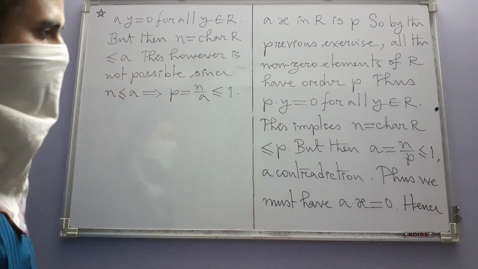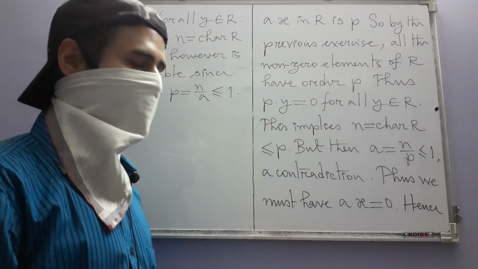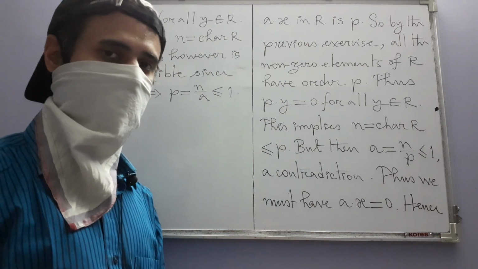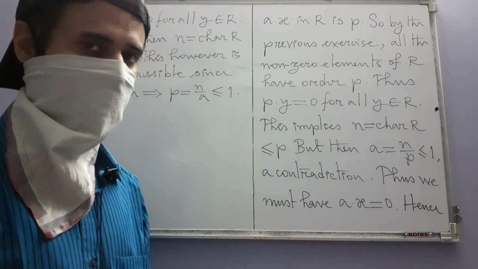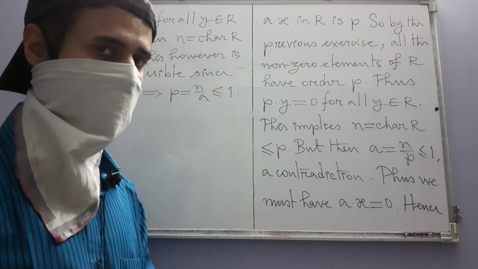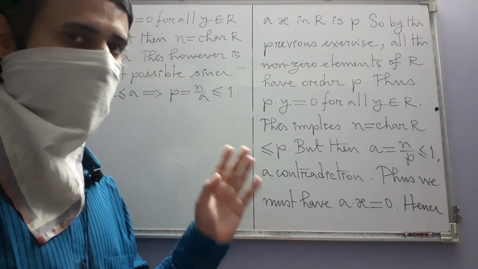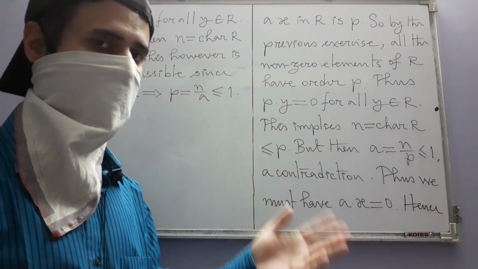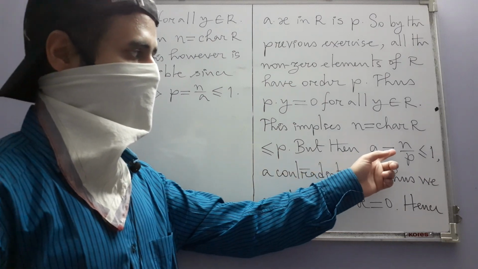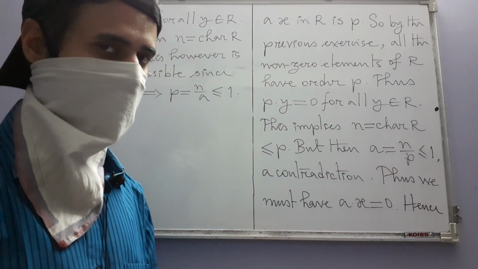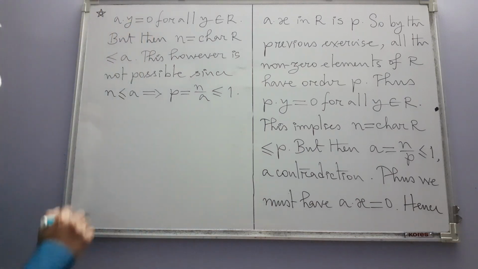So now you see that A dot x can neither be non-zero nor 0, but then we have run out of options. So we are now at a dead end. So something must have gone wrong somewhere, and that wrong thing is in the beginning itself, our supposition that n is not prime. So that supposition must be wrong, that is n must be prime.